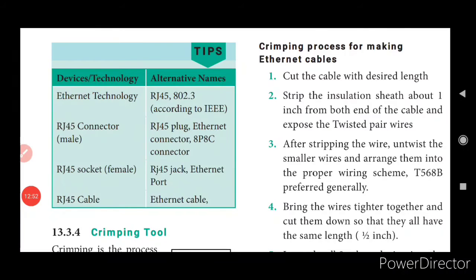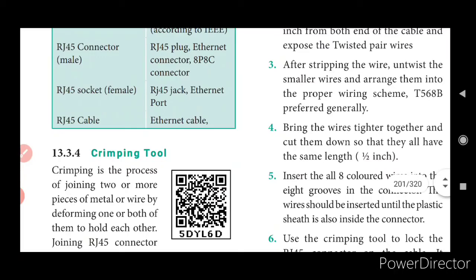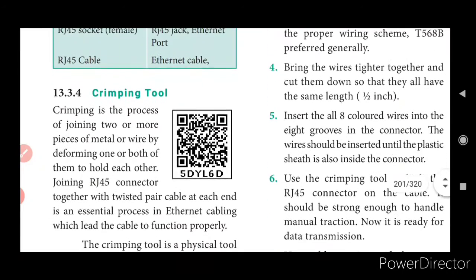Have a look at these technologies. Ethernet technology is going to have 8P8C, RJ45, 802.3, which is according to the IEEE standard. Next, the RJ45 connector, which is a male connector, also called the RJ45 plug, Ethernet connector, or 8P8C connector. Then you will have a socket, which is the RJ45 jack or an Ethernet port. RJ45 cable, Ethernet cable. Now let us move on to the crimping tool.